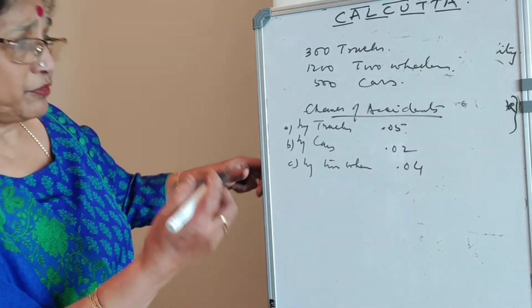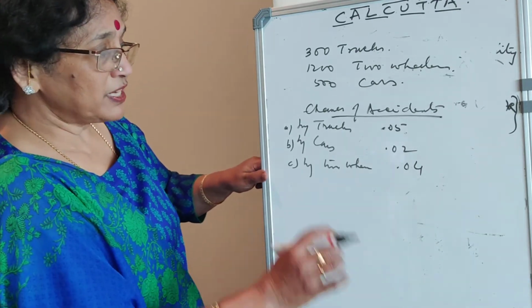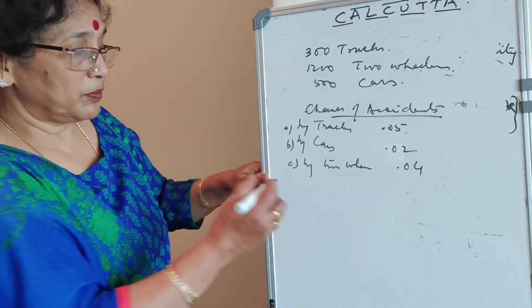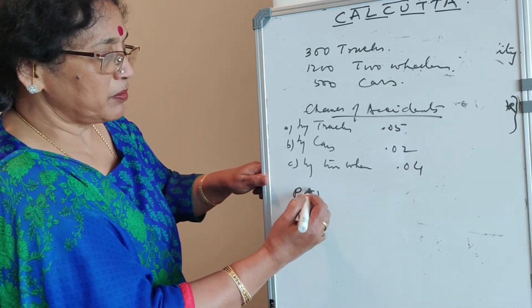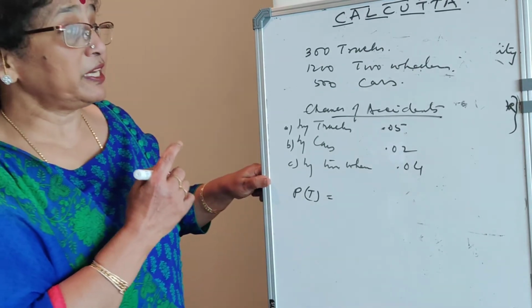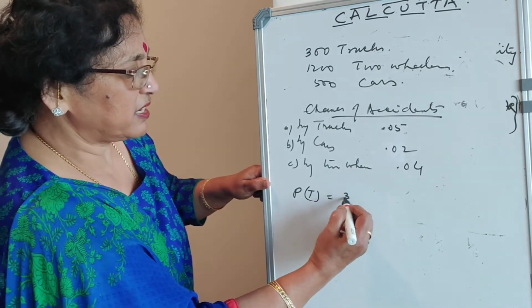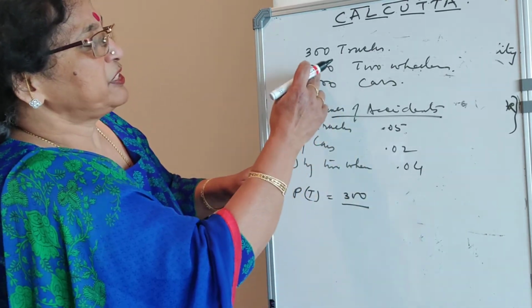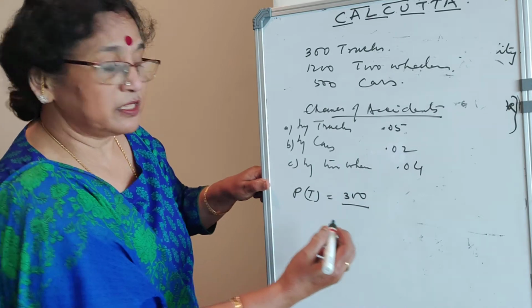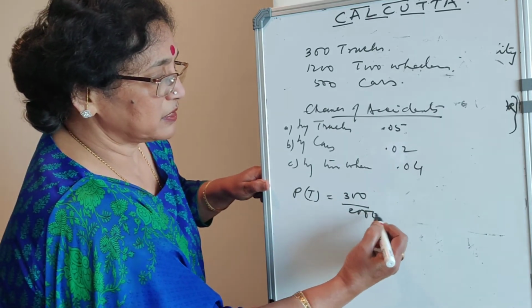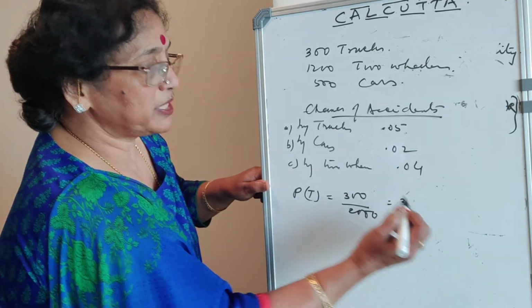So first I will do the probability of trucks. How many trucks? 300 trucks. Out of how many? 15 plus 5, that is 2000 vehicles. So that becomes 3 by 20.